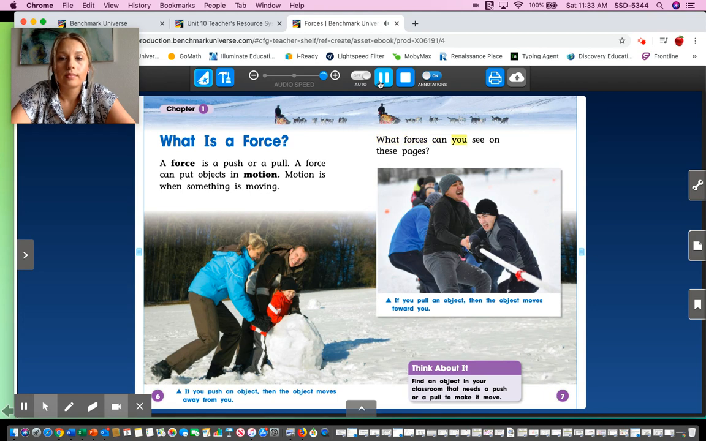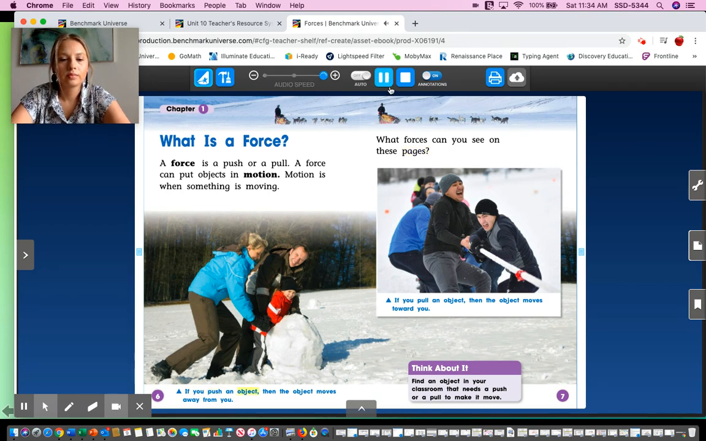What forces can you see on these pages? I want you to tell me the forces you see in the illustrations. What pushes and what pulls do you see? Tell me. What are they doing here? Are they pushing or pulling? But it looks like they're pushing the snow, right? And making the snow go bigger and bigger and bigger. Maybe they're making a snowman. What do you see on this illustration? Are they pushing or pulling? They're pulling, right? It looks like they're pulling a rope, kind of like tug of war.